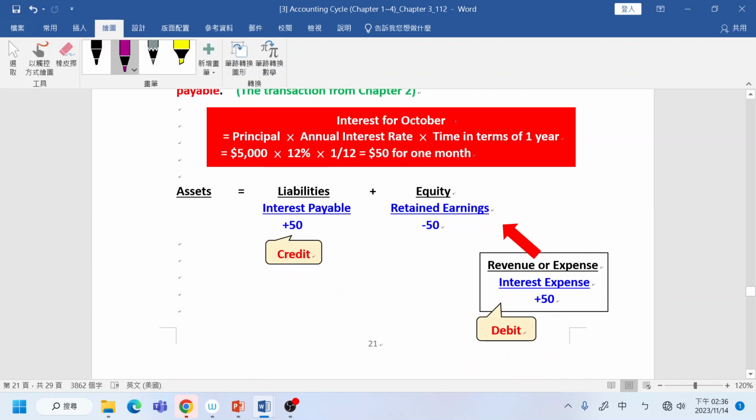Okay, so this is for your second transaction. Second transaction, what happened? Remember, we are on October 31st. So October 31st, what happened? We don't record October 1st anymore. Why is that? October 1st, we did already. So October 31st, 1 month interest happened.